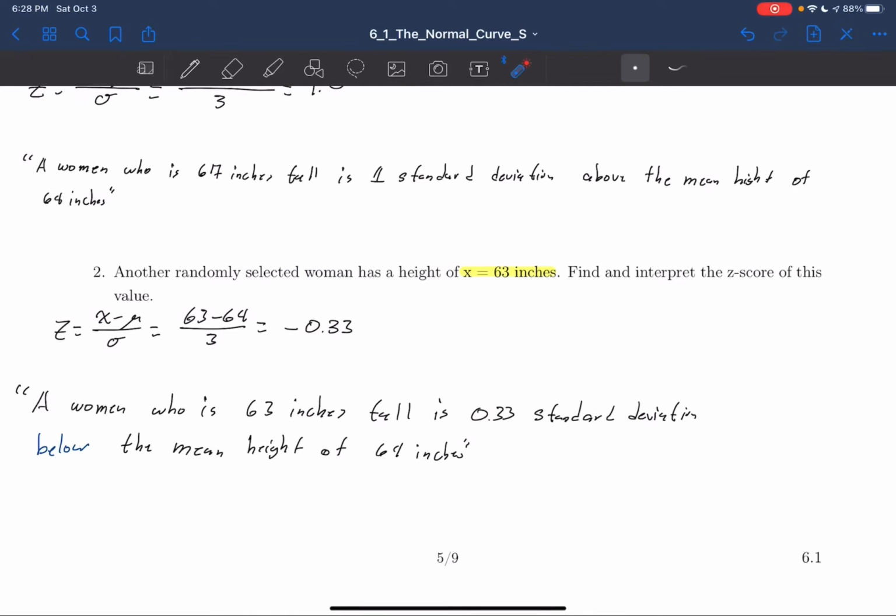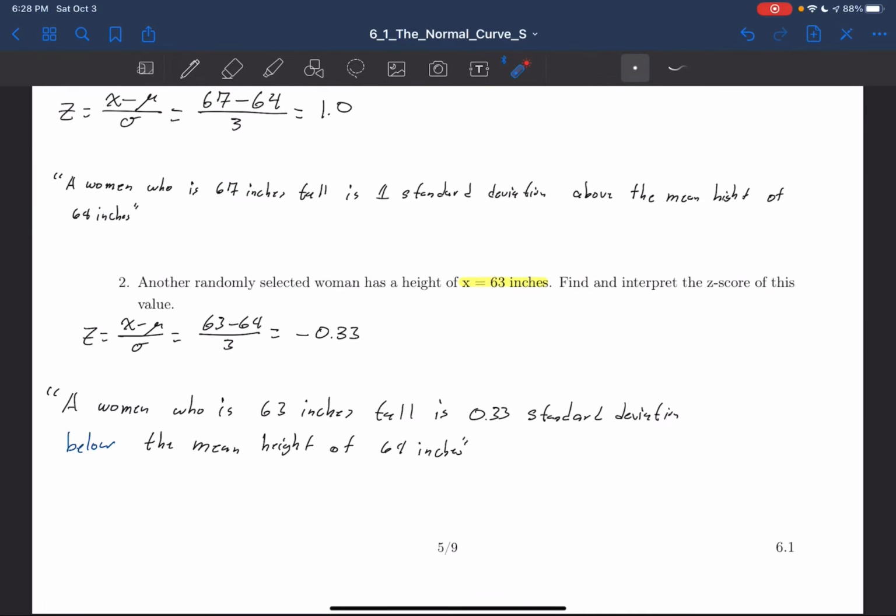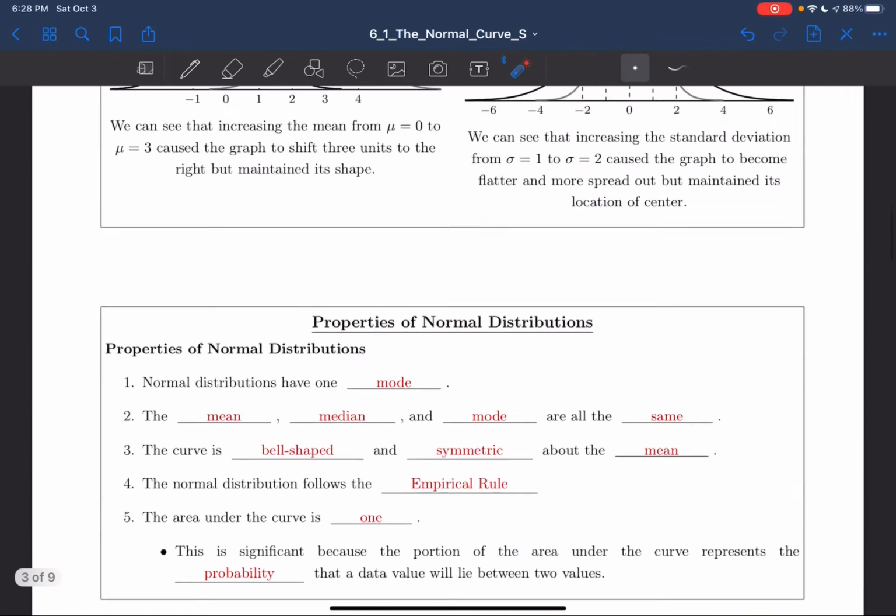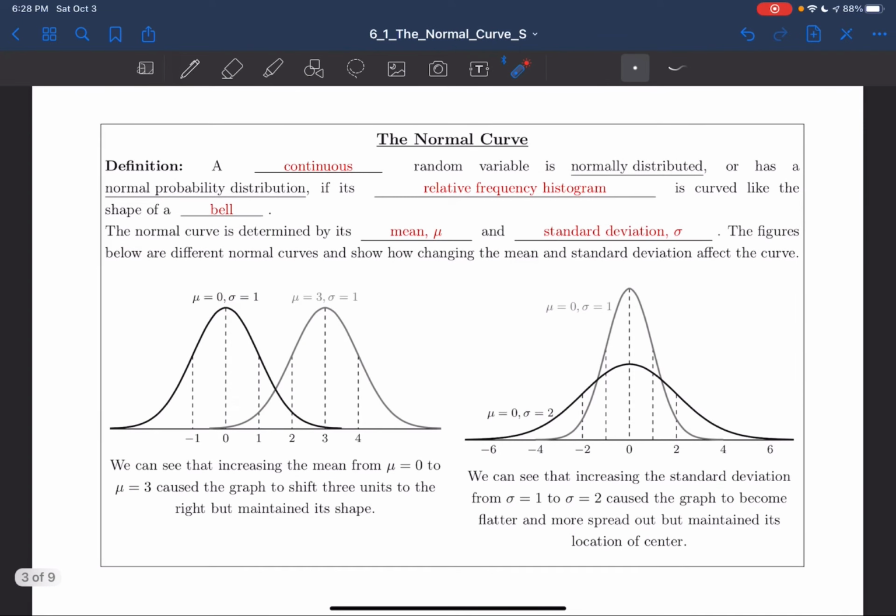So why are z-scores so important, and how does this relate to finding area underneath curves? If you remember, the only requirement for a curve to be a normal curve is that it has to be bell-shaped. Notice that all these curves are normal curves, but they all have different means and standard deviations. This has a mean of 3 with a standard deviation of 1. This has a mean of 0 with a standard deviation of 2. This has a mean of 0 with a standard deviation of 1. So it's difficult to find area if they all have different means and standard deviations.